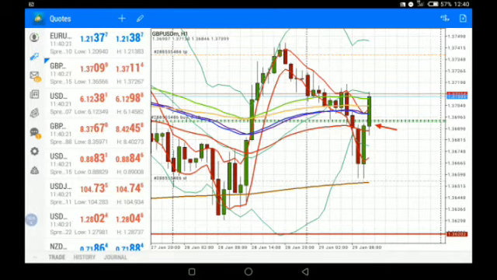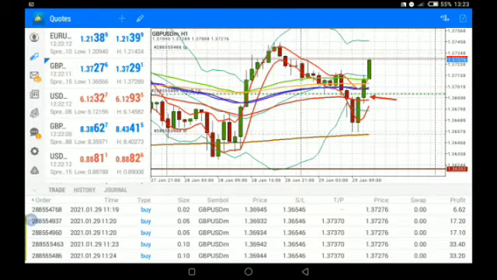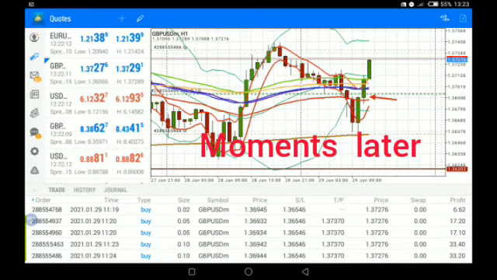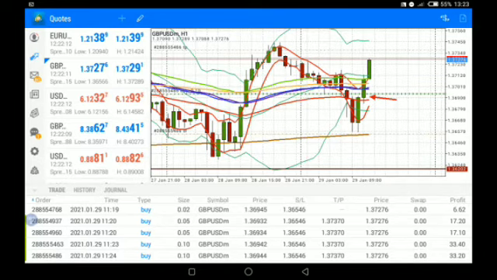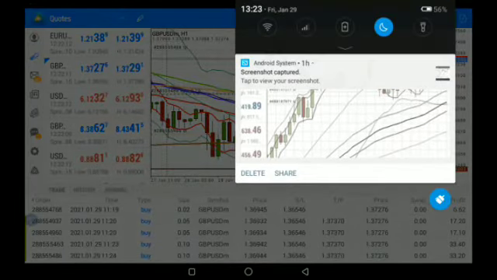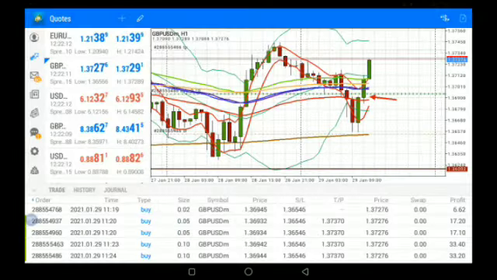I'm gonna pause this video again and resume back in a bit. See the progress of the trade. Price is almost at TP, it's heading to TP. Price is just a few pips away from TP.